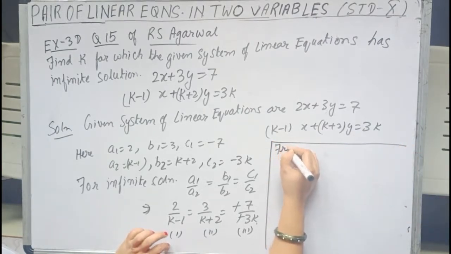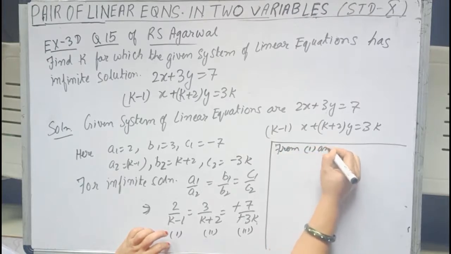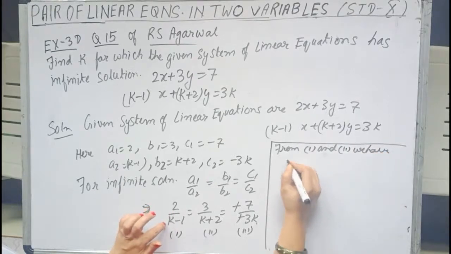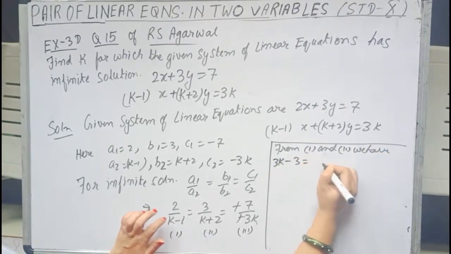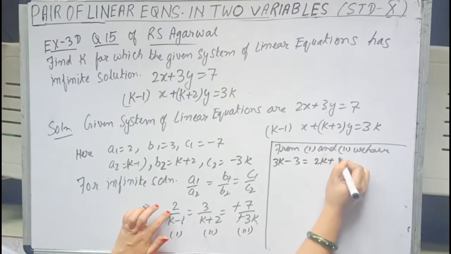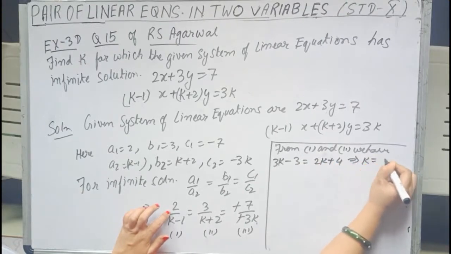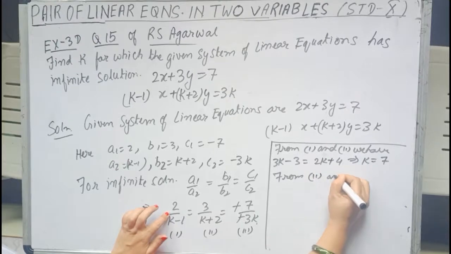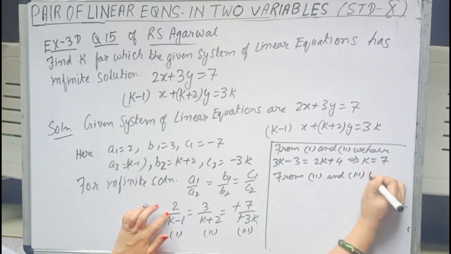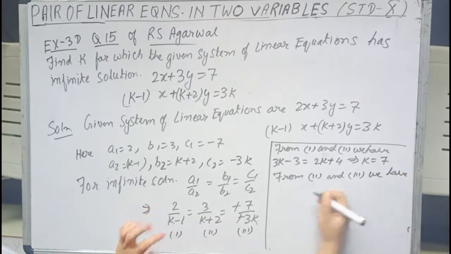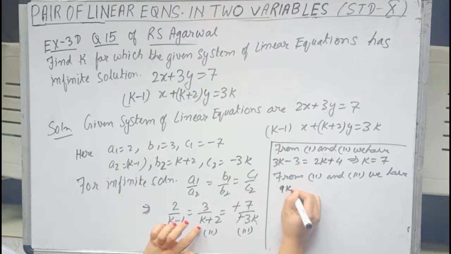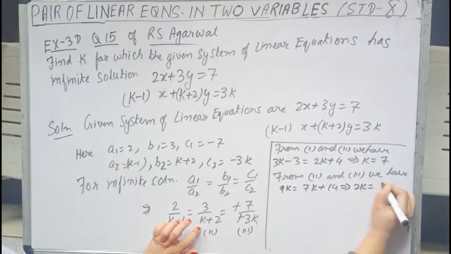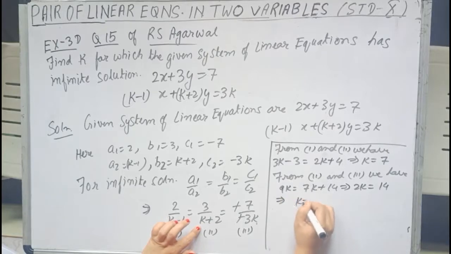Now let us solve from 1 and 2. From 1 and 2, let us cross multiply: 3k minus 3 equals 2k plus 4. This implies k equals 7. And from 2 and 3 we have, let us solve it, 9k equals 7k plus 14, implies 2k equals 14, implies k equals 7.